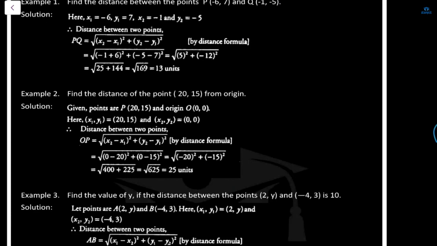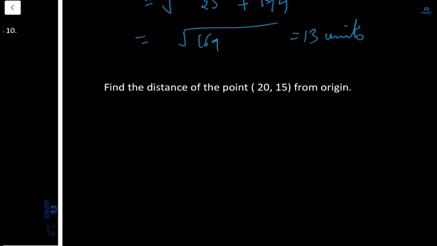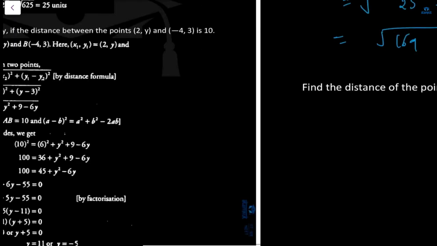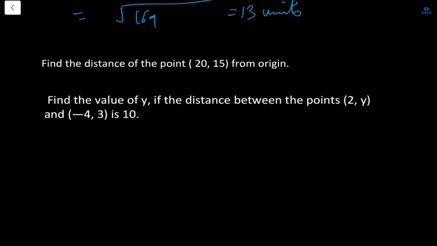Let's see the next one, the distance from the origin. So you do this one: 625 under root, which is equal to 25 units. Yeah, it is 25 units. You have also got 25 units. Ma'am, I'm still doing it.